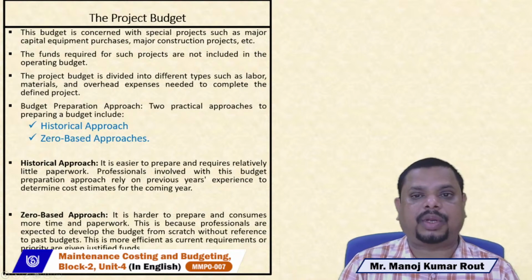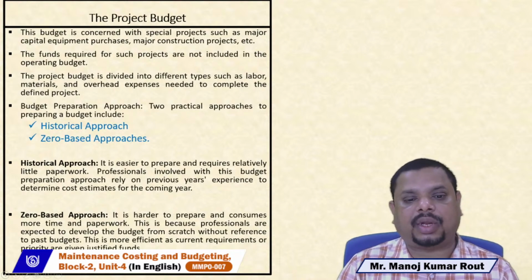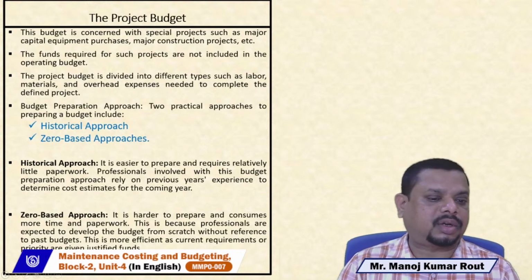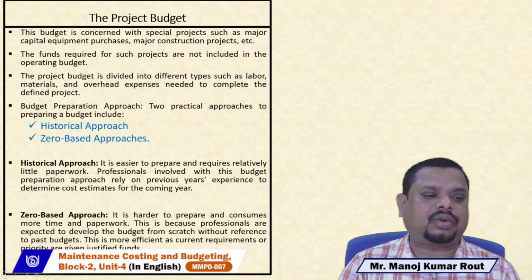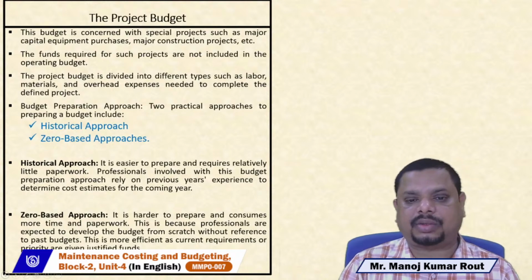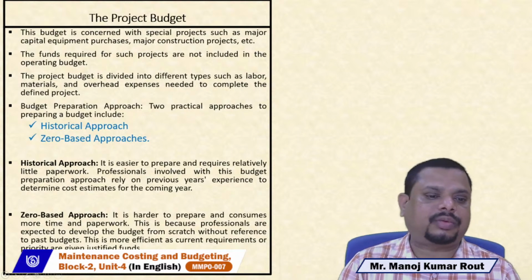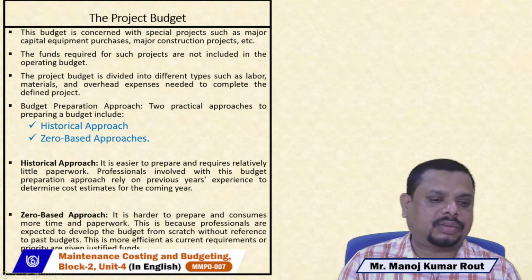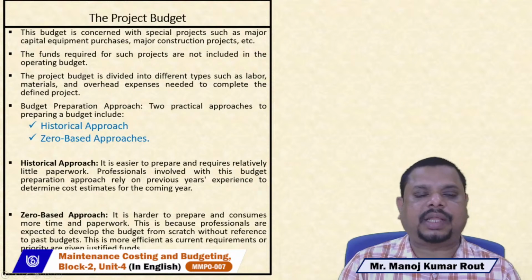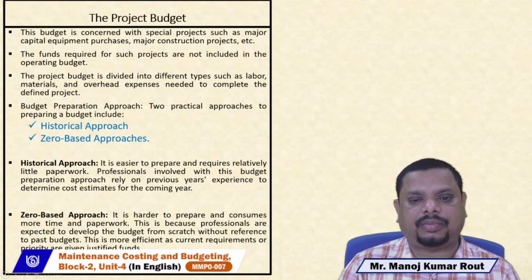For example, a company requires a pump for the excavation of drainage water. In that case, there is no need to go for the historical approach. It is better to go for the zero-based approach for the smooth flow of various organizations or the smooth flow of drainage systems. By taking the priorities, they have justified the fund from the top level of management.